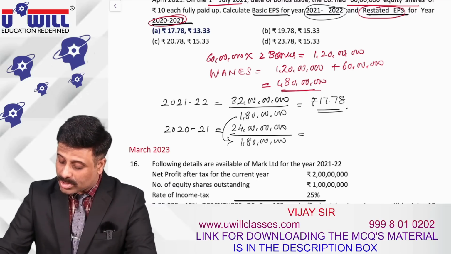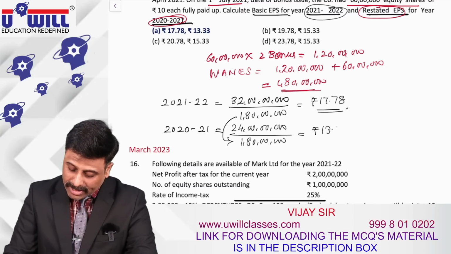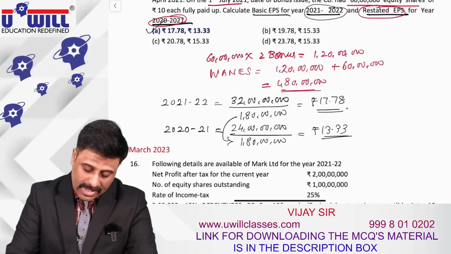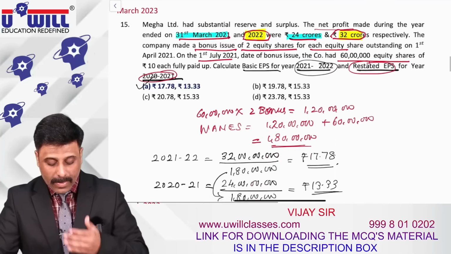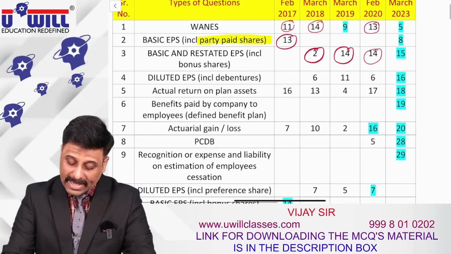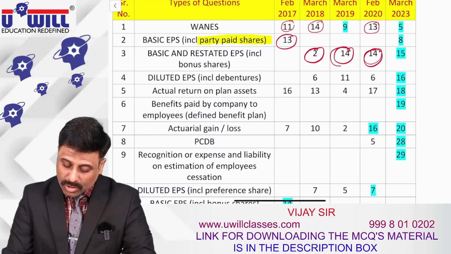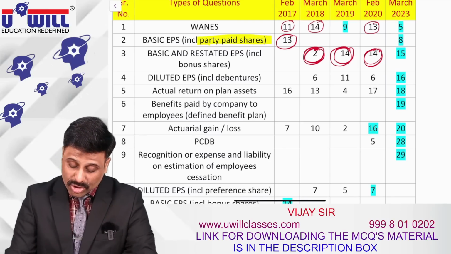So 24 crores divided by 1 crore 80 lakhs will be equal to rupees 13.33. So option A is our answer. I hope everyone is clear with that. Similar questions have been asked so many times. February 20 also it has been asked, 14th question, this also 14th, this also. All of you, try these questions on your own.